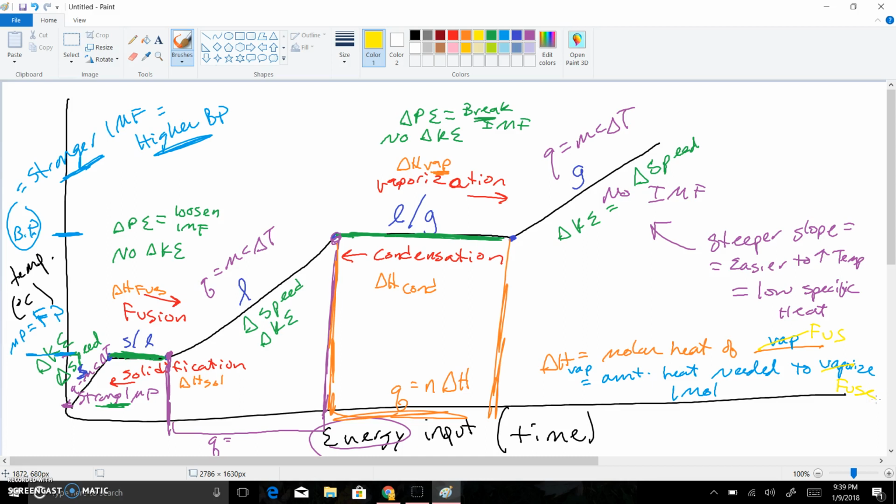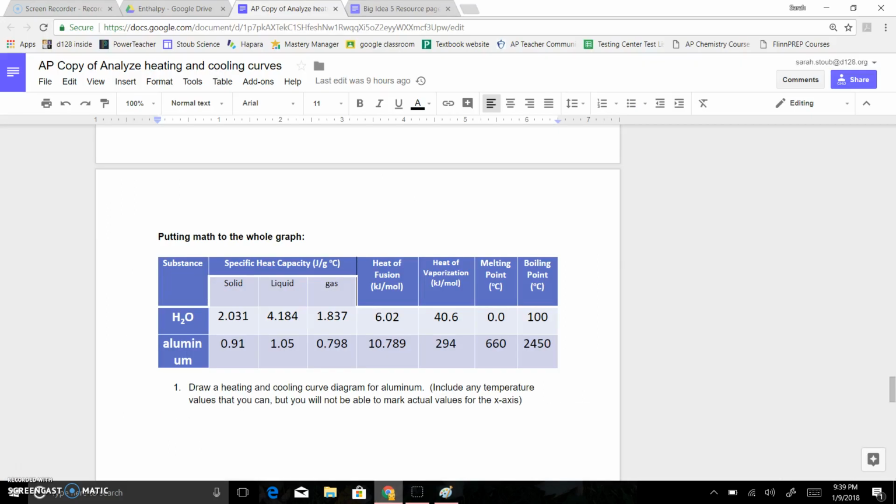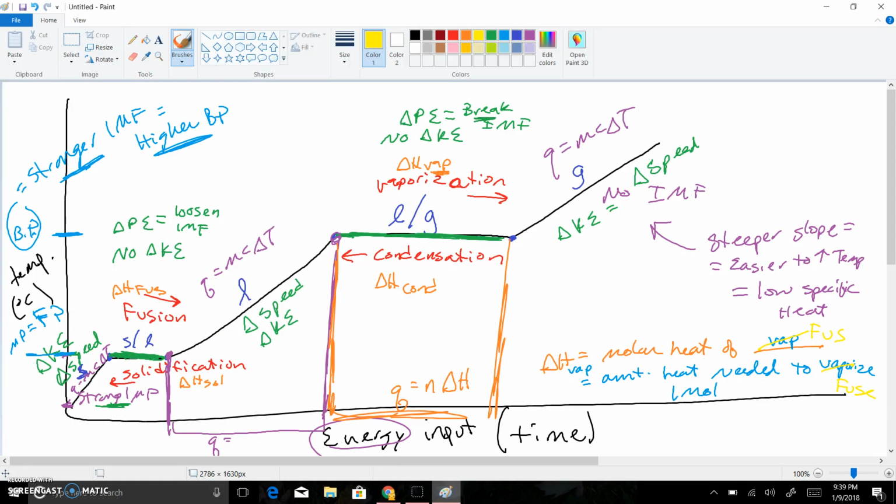So if we know that 1 mole of the substance, like in this case 1 mole of water, will take 6.02 kilojoules to fuse, if I happen to have 2 moles, then it would take about 12. If I have 3 moles, it would take about 18. So to figure out how much heat it takes to vaporize something, or condense it, or whatever you've got, you just take the number of moles, n, and multiply it by the heat of whatever you're looking at: change in H of condensation, solidification, whatever you've got.